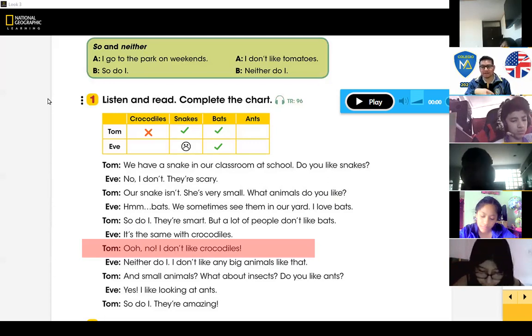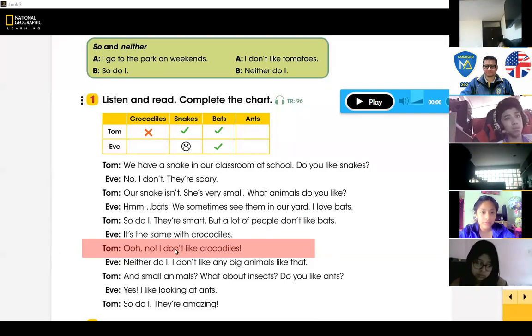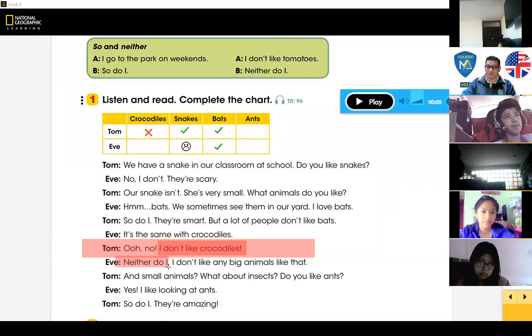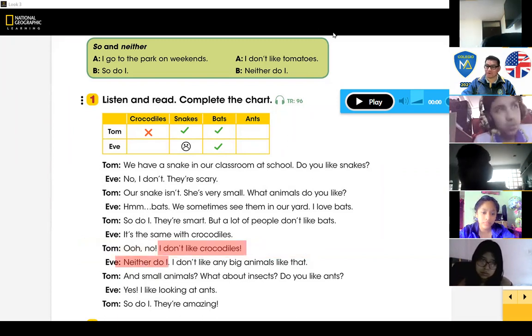Does Eve like crocodiles? Yes or no? Tom says, I don't like crocodiles. What about Eve? Eve says, neither do I. Tampoco, right? So, what's the answer here about crocodiles? No, she doesn't like crocodiles.